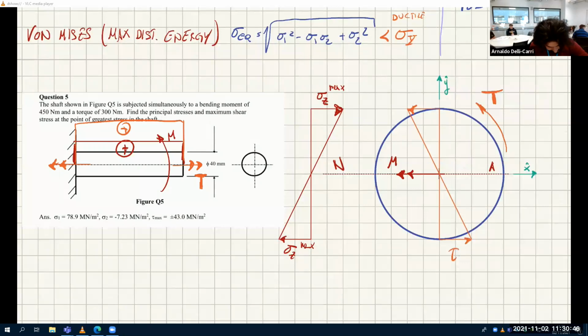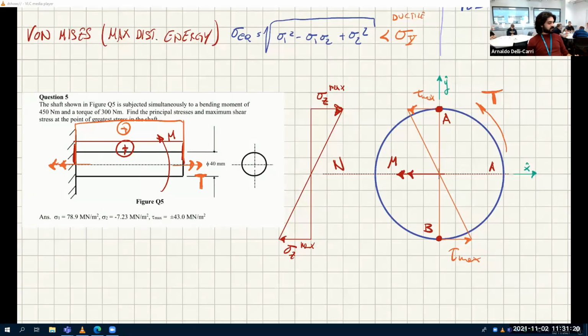This is tau max. So for the torque, all these points are the most stressed. For the bending moment, this one and this one are the most stressed. So let's say that we take this point here, let's call this point A, and this point here, let's call it point B. These are the most stressed points on the section.